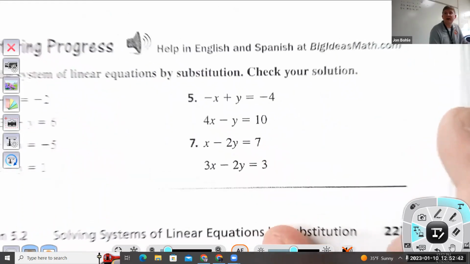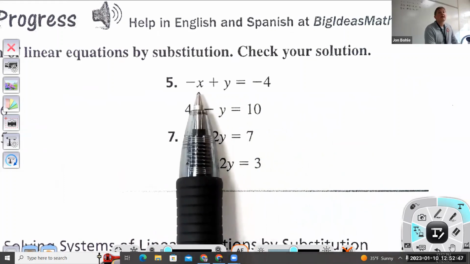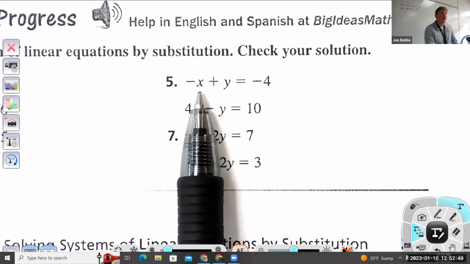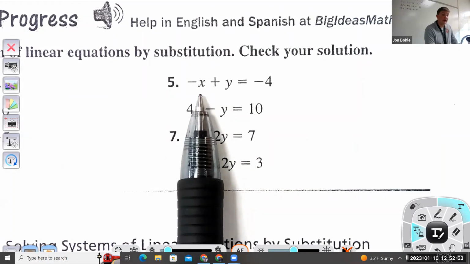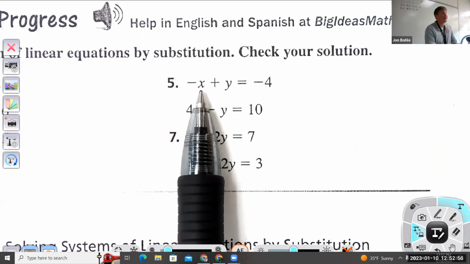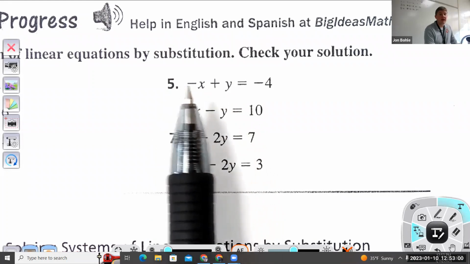Okay. What about number 5? I'm going to zoom in a little bit. Could I get this x by itself? Yeah, I could. It would require more than one step, though. I would have to minus y, then divide by -1. So I would suggest not getting this x by itself. But could I get this y by itself? Yeah. And how would I do that?